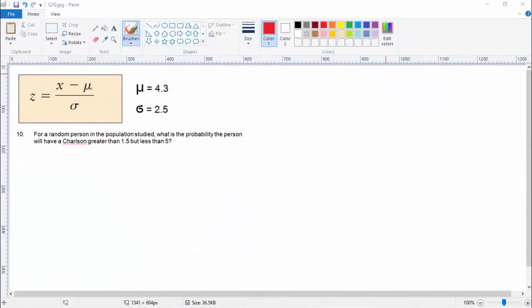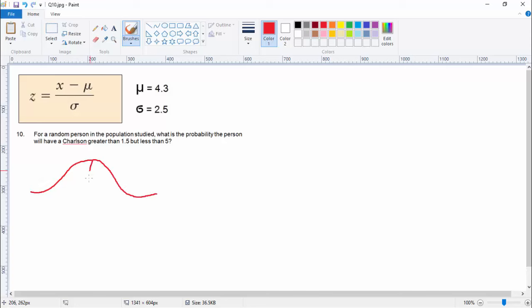Okay, question 10 is a little long and involved, and the main reason is because we have two x's. Remember the earlier question where you had to look at the z's for between a certain Charlson and another Charlson? Well, when you actually are looking for the probability, which is what question 10 asks for, there's a lot because you have to go through all the steps for each side of the x. Okay, so let's just get started. For a random person in the population studied, what is the probability the person will have a Charlson greater than 1.5 but less than 5? It's just easier to draw the picture again.